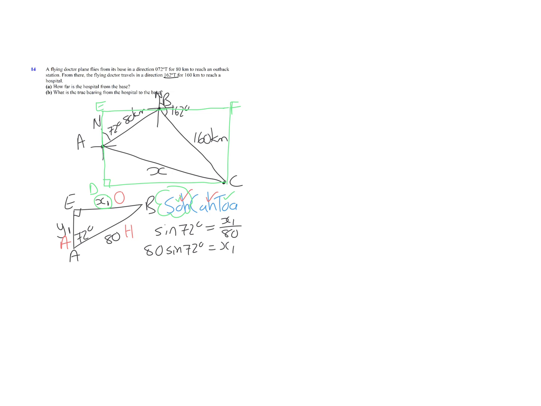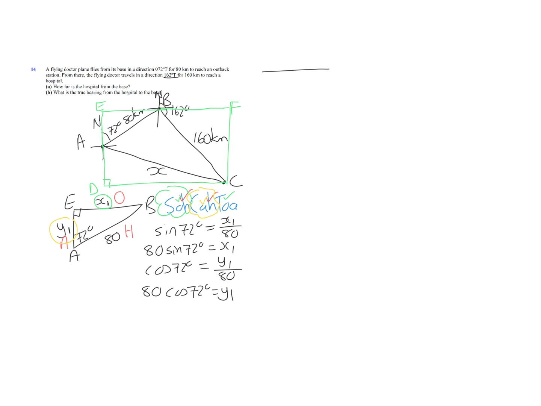Follow the same process to work out Y1, but this time I will use yellow because Y is the adjacent side. So adjacent and hypotenuse gives me cosine. Then I will get cos 72 degrees is adjacent, Y1, over hypotenuse, which is 80. Backtrack, divide by 80. So I'll get 80 cos 72 degrees is Y1. Now I'm going to use the same process. Move on to the next triangle, BFC.